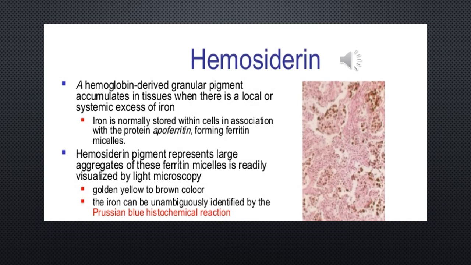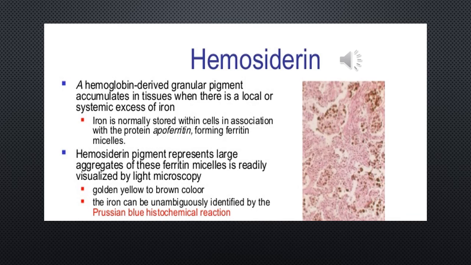Now another important endogenous pigment is hemosiderin. Hemosiderin is released by the lysis of RBCs. Actually, it is a form of iron. Iron is the most important component of our RBCs. Iron is released after lysis of RBCs, or if anyone is taking iron from outside, iron becomes high in our body locally or systemically. This iron is stored with apoferritin. Apoferritin is a protein used to store iron inside the body.